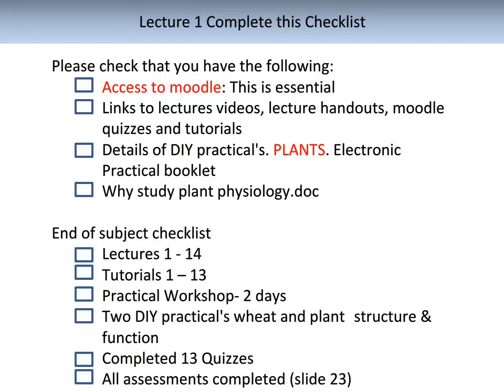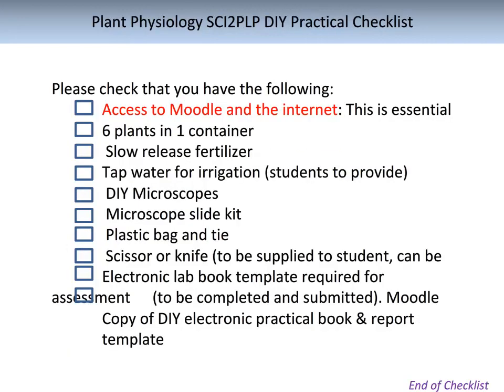Make sure you have ticked off the following: Lectures 1 to 14, Tutorials 1 to 13 or flipped classrooms, 2-day workshops, the DIY practicals, and completed the quizzes. In order to successfully complete this subject, there will be a number of things that you will need. Predominantly, you will need access to Moodle, the learning systems, and the Internet. If you do not have easy access to the Internet at home, please seek access at the nearest library.